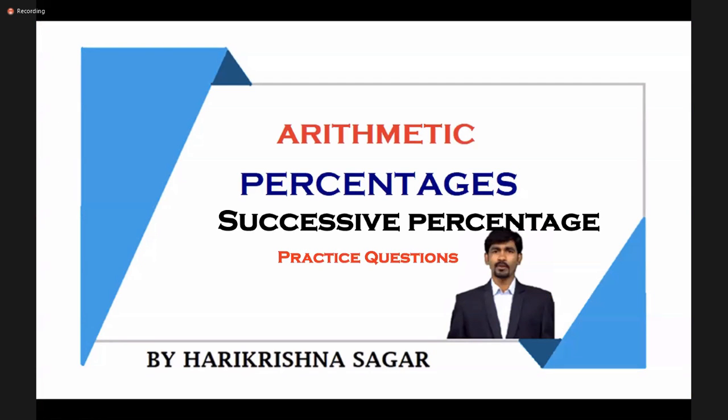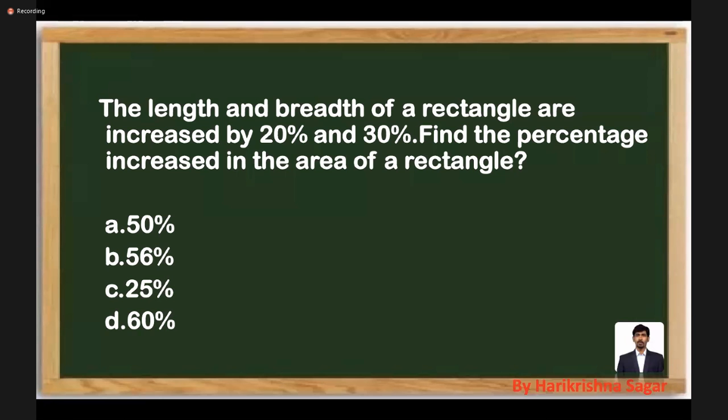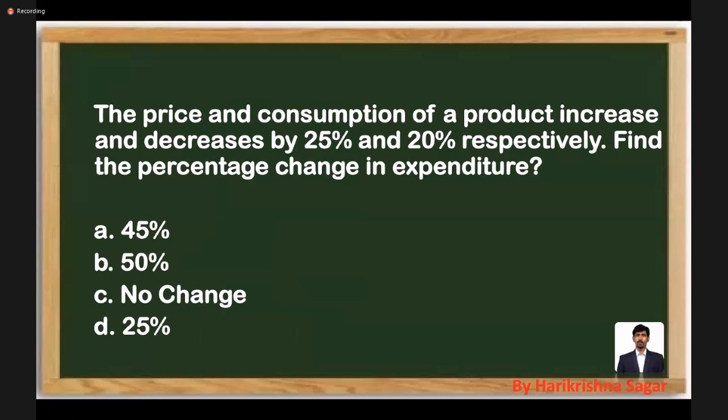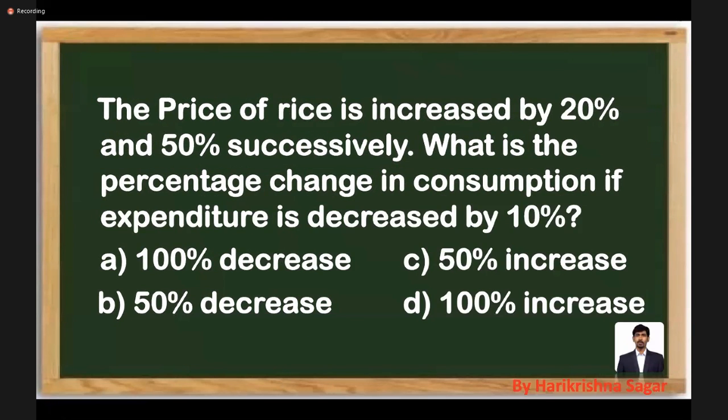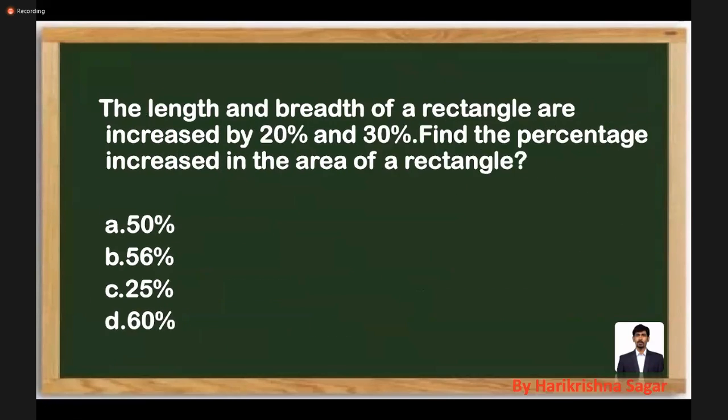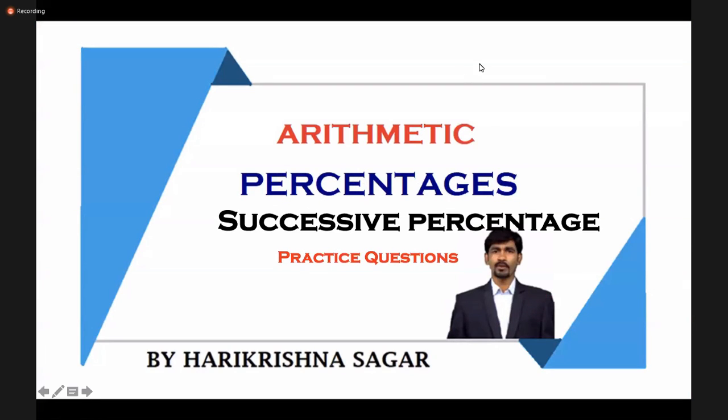Actually, I thought of discussing the successive percentage concept today. These are the different types of questions which we can see under the successive percentage concept. Before we proceed with the questions related to successive percentage, because it was late today, I will discuss the concept which is required for solving successive percentage. Then we'll move on to the questions.